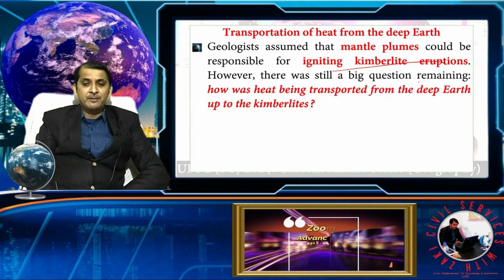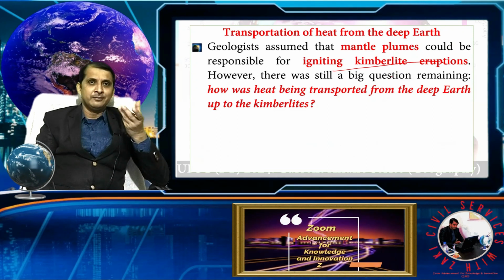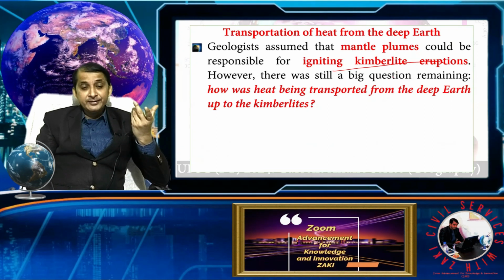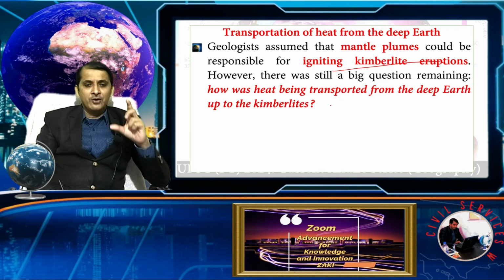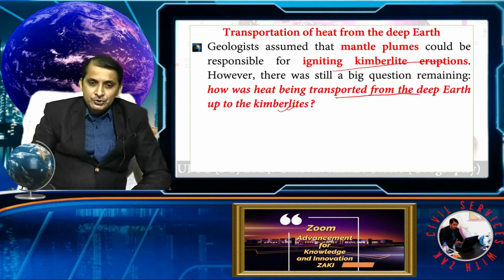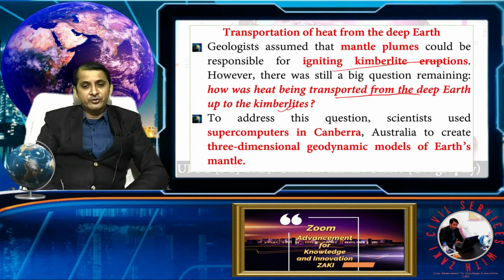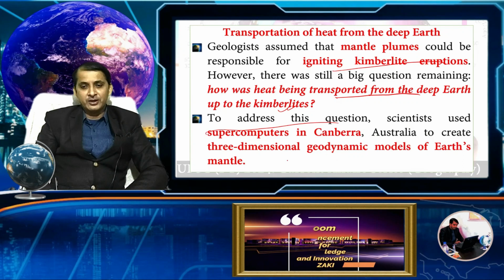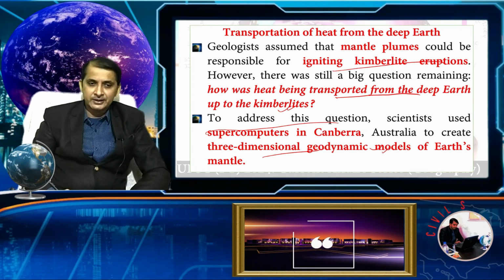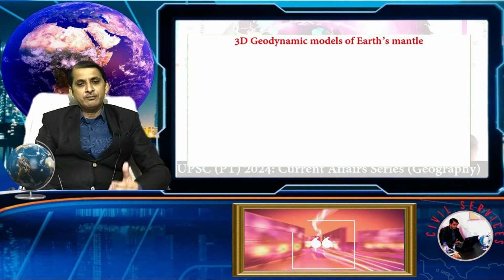However, there was still a big question. It is okay that it is transported by the mantle plume, but these mantle plumes are fueled by which type of engine? So one big question is, how was heat being transported from deep Earth to the Kimberlite? To address this question, scientists used a supercomputer in Canberra, Australia, to create a three-dimensional geodynamic model of the Earth's mantle. So as you see here, a 3D geodynamic model of the Earth's mantle.